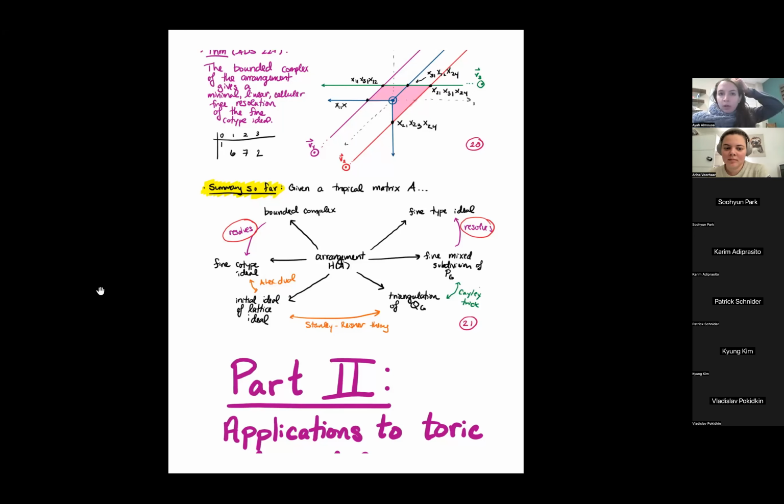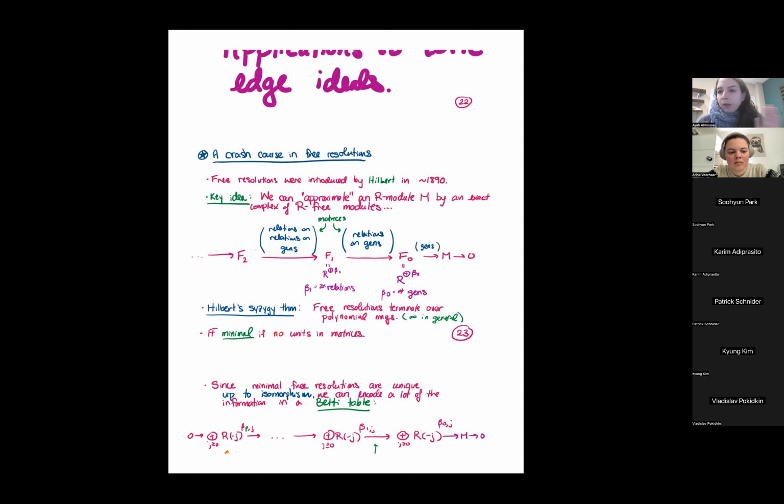Okay, so for the second part, I'm going to talk about homological information that we can get from this story and other ways that we can view these ideals. But first, I feel like this group has a very diverse range of backgrounds, and so I'm going to do a little mini crash course on free resolutions. I think some people are going to be more familiar with this story than others.